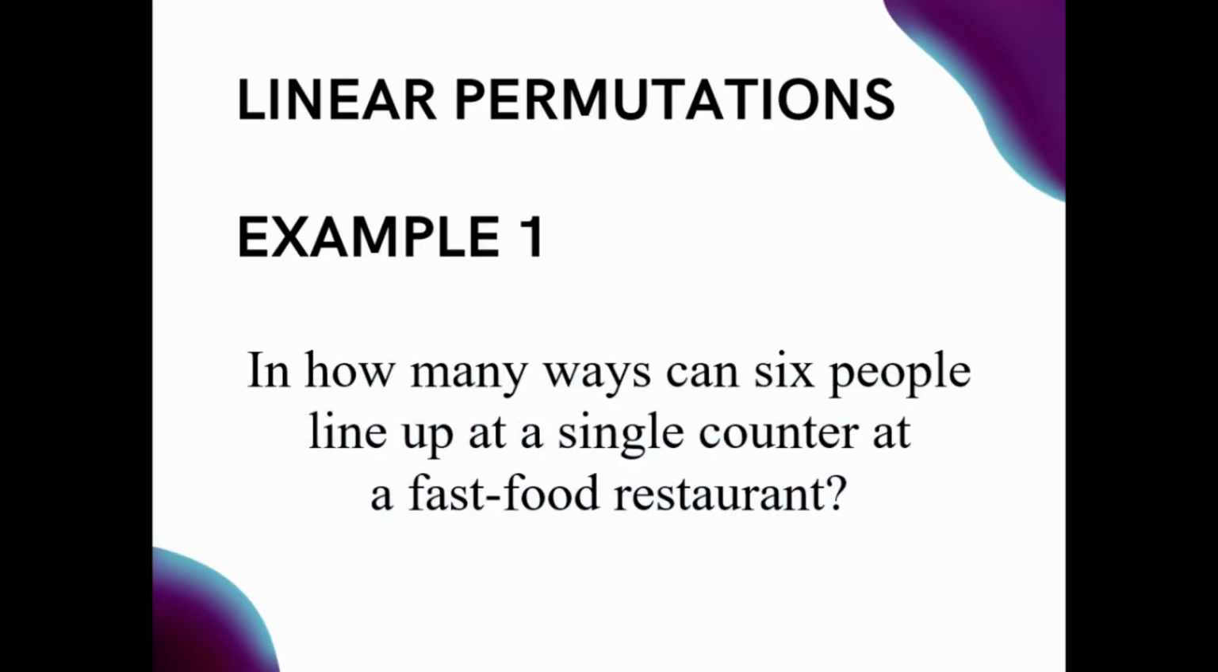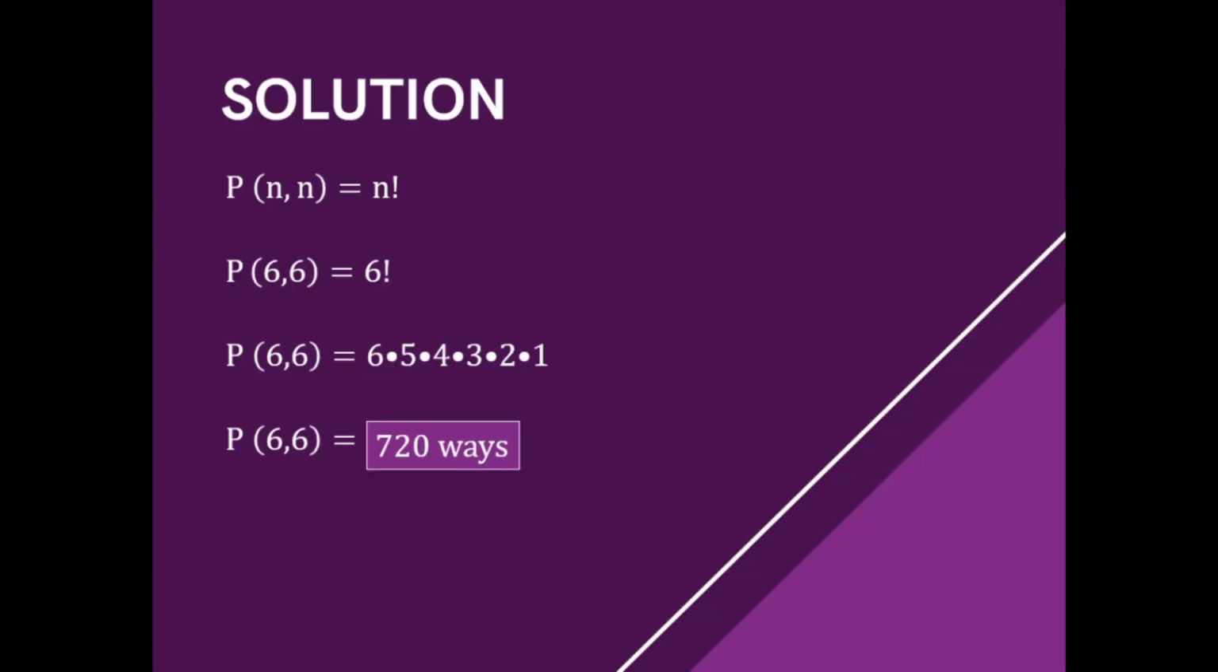Example number 1. In how many ways can 6 people line up at a single counter at a fast food restaurant? This is an example of permutation of objects taken all at a time. Therefore, we will employ the formula permutation of n, n is equal to n factorial. By substitution, we have P of 6, 6 is equal to 6 factorial. 6 factorial is 6 times 5 times 4 times 3 times 2 times 1, which is equal to 720. Hence, they have 720 ways to line up at a single counter at a fast food restaurant.